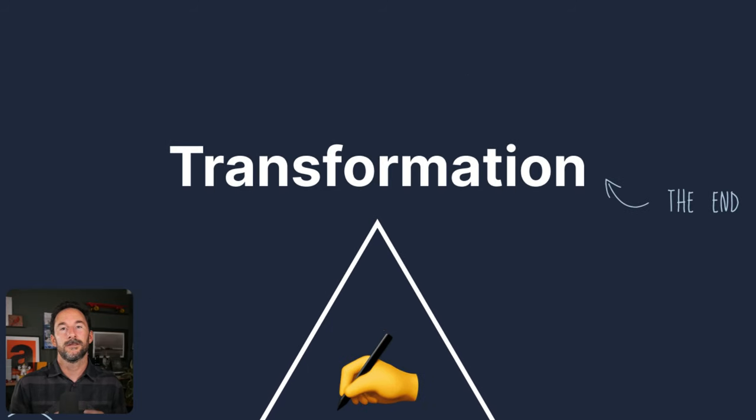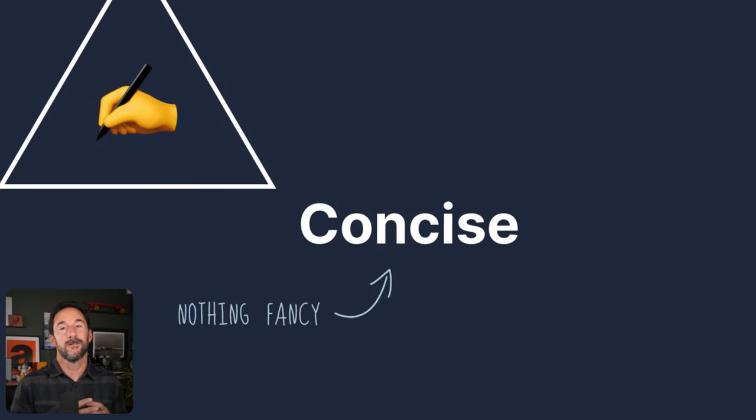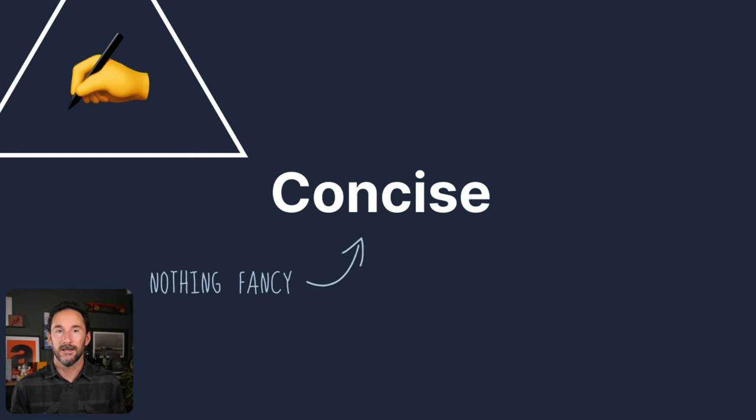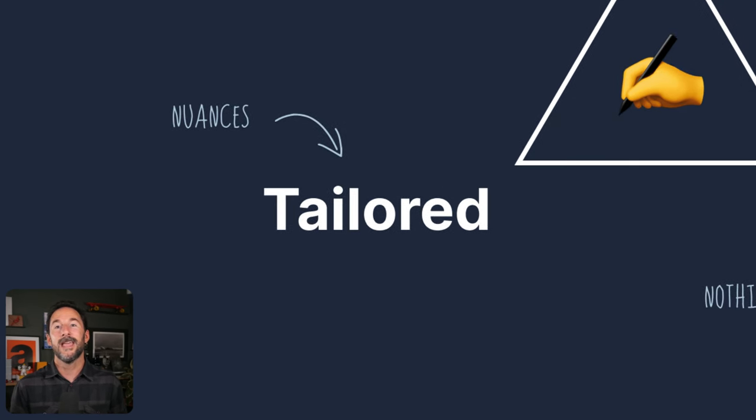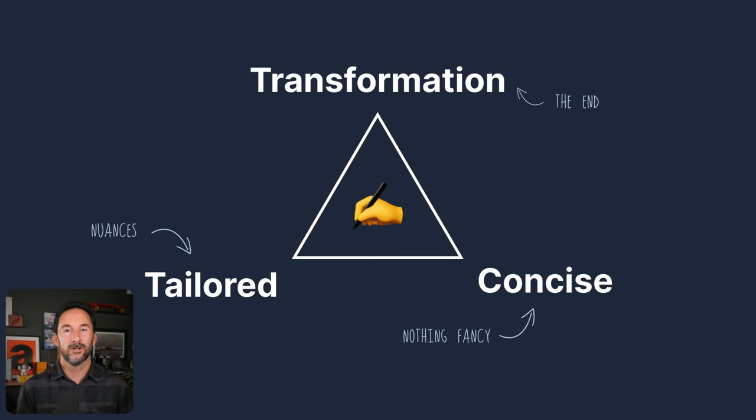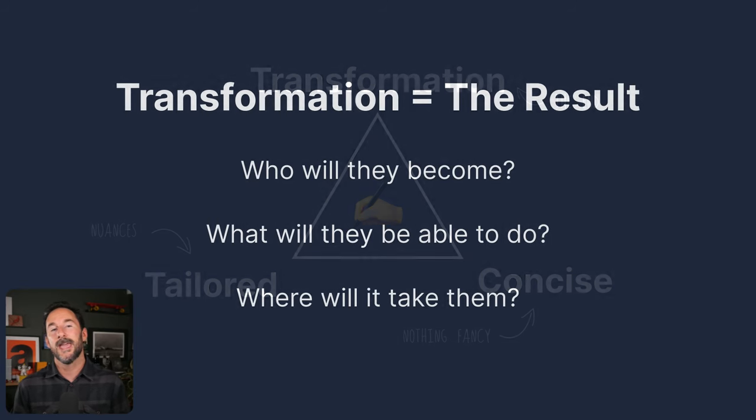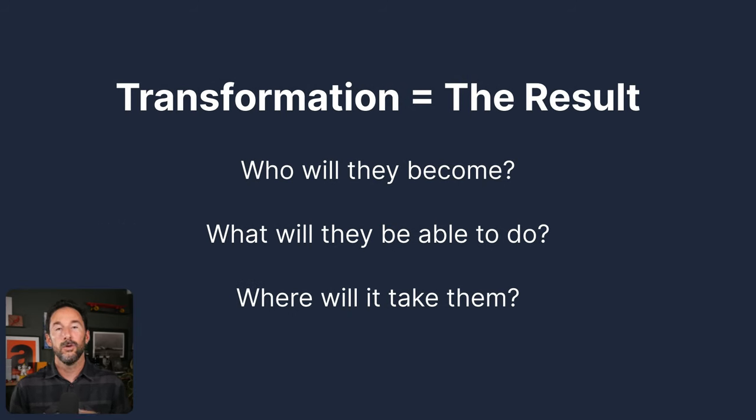So we talk about transformation. This is the end. We talk about keeping it concise, so nothing fancy. And then we talk about tailoring the copy to make it feel nuanced. So let's start by talking about transformation. This really applies to every single step of persuading someone. Think of it at the end. Think of the results. It's who they become. What they will be able to do, where will you take them?